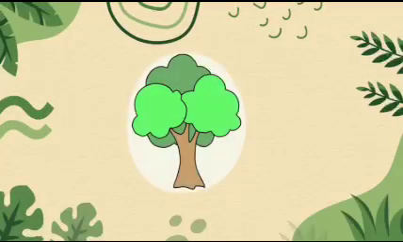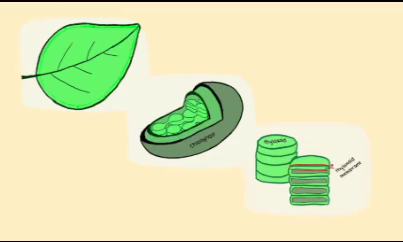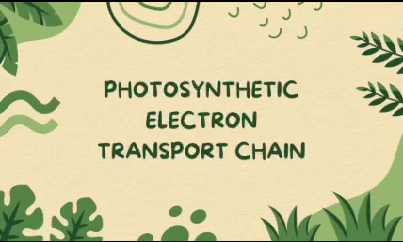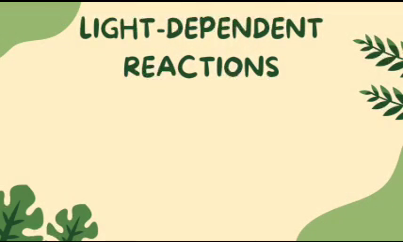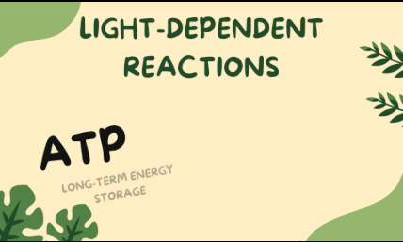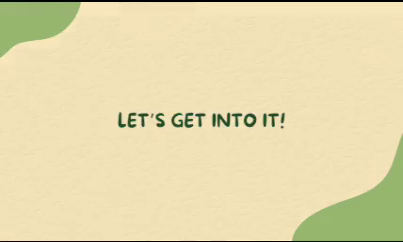The most fascinating part of photosynthesis is in every leaf and lies deep in the chloroplast, in what's called the thylakoid membrane. That's right, I'm talking about the photosynthetic electron transport chain. This transport chain is part of photosynthesis' light-dependent reactions. It produces ATP, a form of long-term energy storage, and NADPH, another form of energy storage, but also an electron donor used later in photosynthesis. So let's get into it.